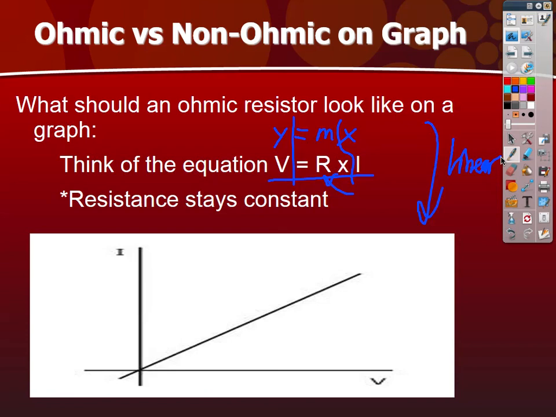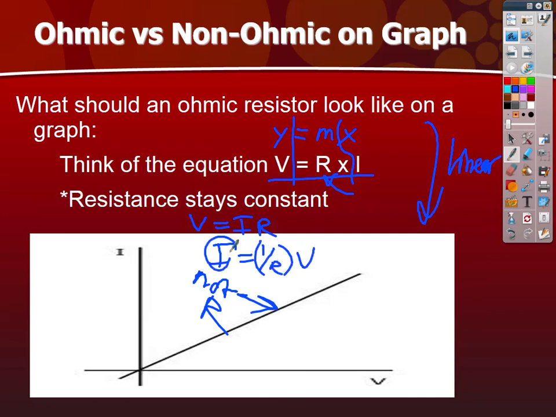Now this one's tricky. The slope of this line is not R because you've rearranged the equation. You have I on the y-axis. So you'd have to do something like this, where it's V equals IR, and you want to get I by itself. So you divide R to the other side. This would be 1 over R times V. Here's your y-axis, here's your x-axis. What would the slope be? The slope would be 1 over R on this particular section.